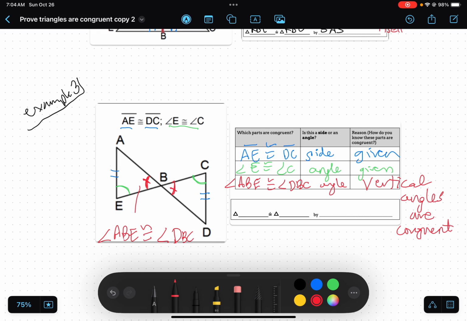So I have my reasons. I have two angles and a side. So I know that triangle ABE is congruent to triangle DBC by angle, side, angle. So this is how we put a little proof together using our givens and then other information we can see in the diagram to show that two triangles have to be congruent. We'll practice more in class, but make sure you have some good examples down to follow along tomorrow.